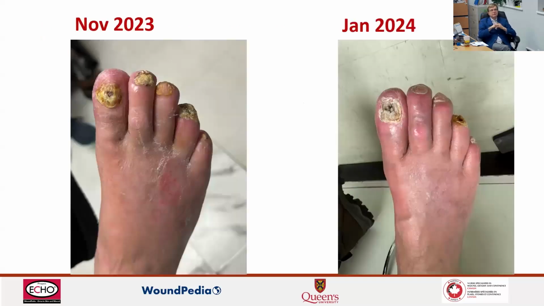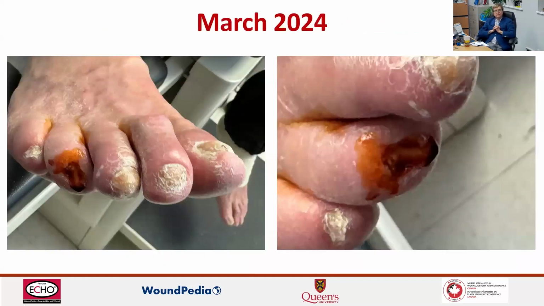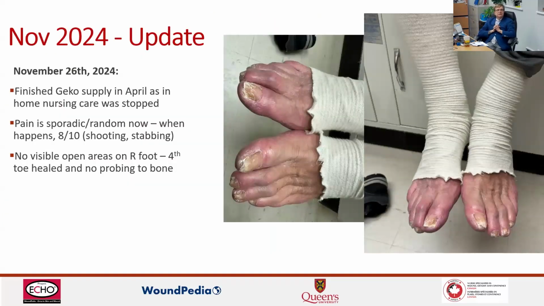Next. What she had, and look at the improvement in that foot as time goes on. Next one. And you can see here the fourth toe was the laggard, and it did have some abscess material behind it, not the third. Next.